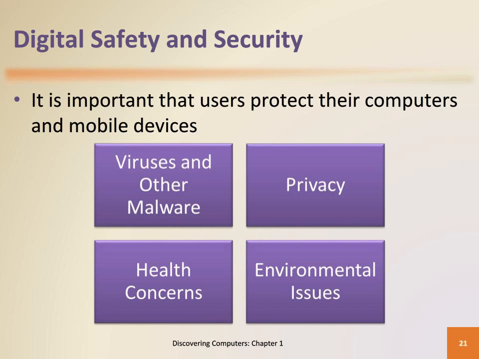A virus is a potentially damaging computer program, a worm is a computer program that copies itself repeatedly, and a Trojan horse is a program that hides or looks like a legitimate program. Computer viruses, worms, and Trojan horses are classified as malware, short for malicious software.